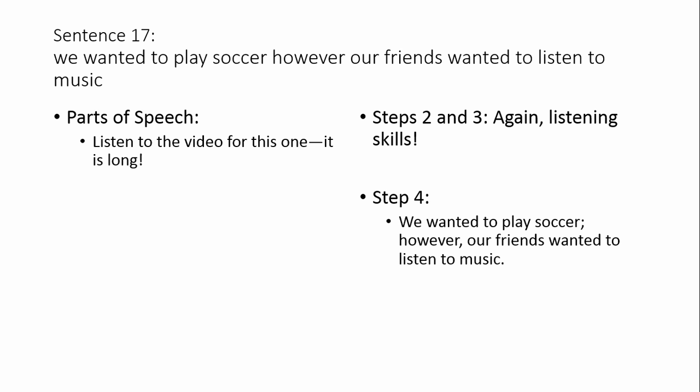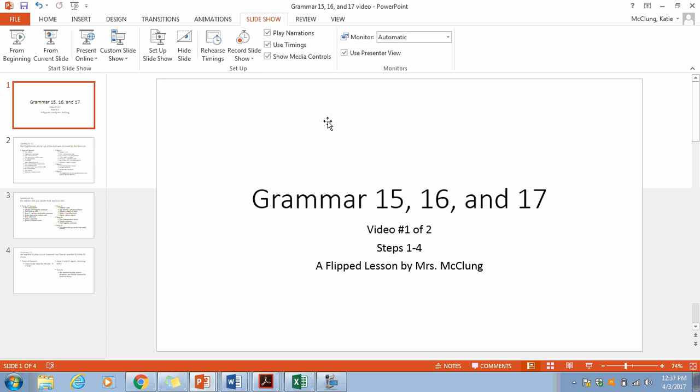And then you can see that the sentence has been corrected. We wanted to play soccer, capitalizing the top part of the sentence, and then a semicolon before that conjunctive adverb, joining those 2 complete thoughts together. However, comma, we always follow that up with a comma. Our friends wanted to listen to music, period. And again, that is everything for sentence 15, 16, and 17 for video number 1.